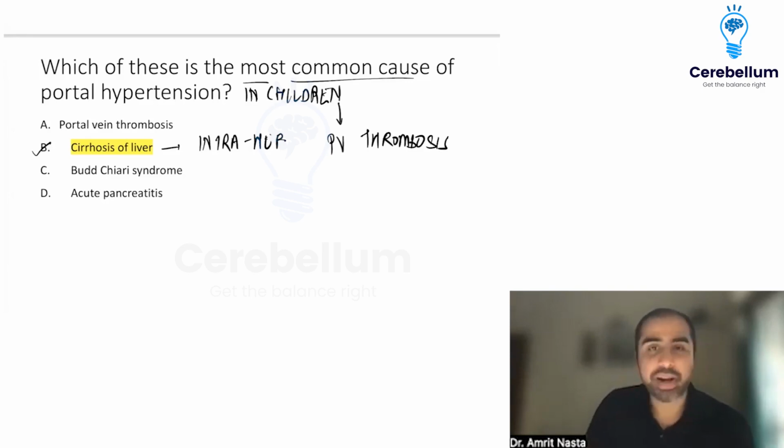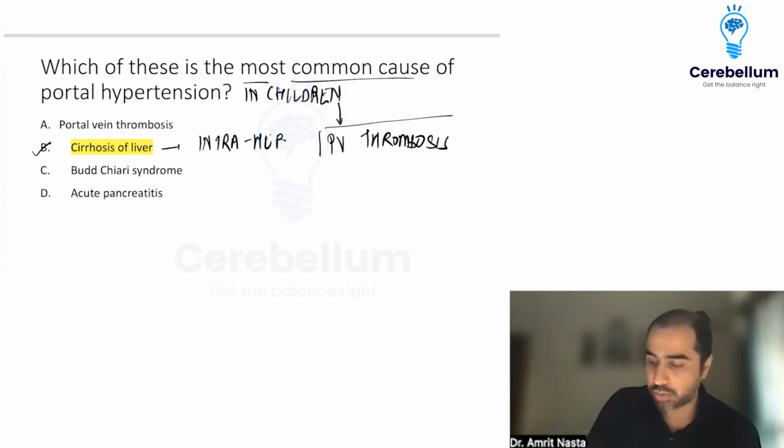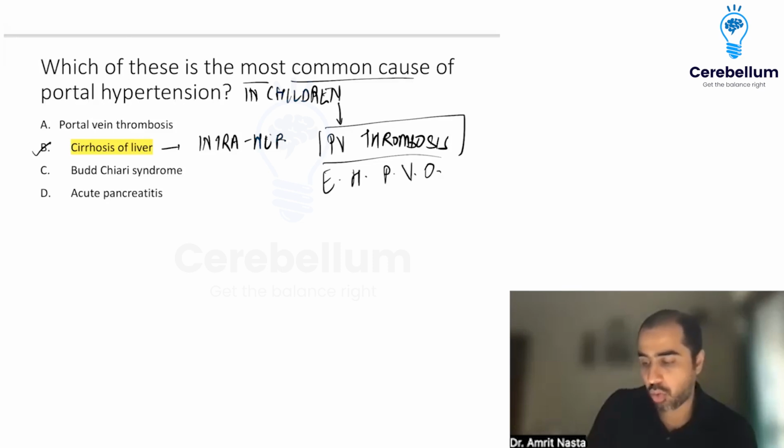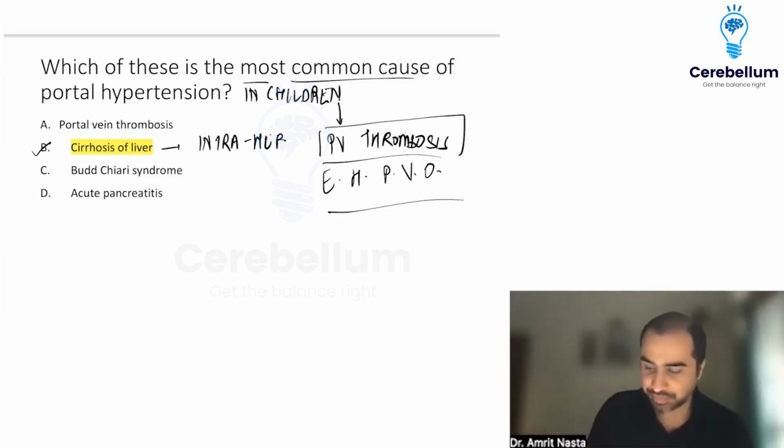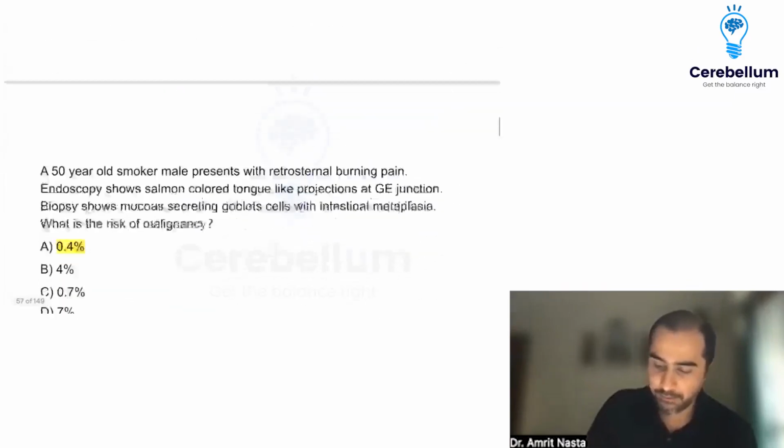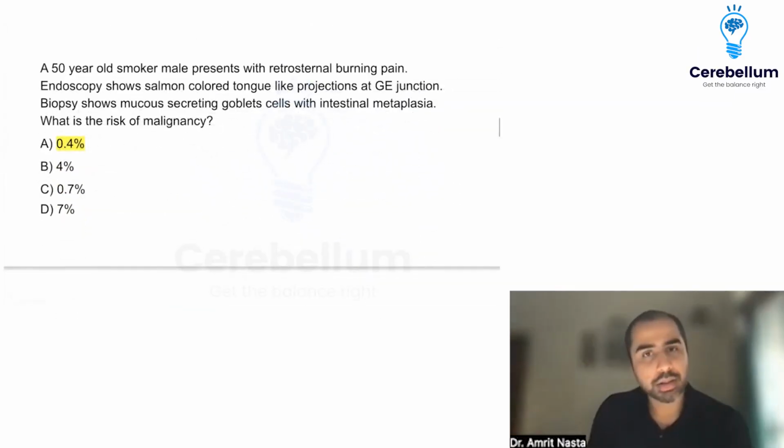Maybe in pediatrics, if Anand Sir teaches you portal vein thrombosis, it is also called as EHPVO. That is the other name for this disease. EHPVO, extrahepatic portal vein obstruction. This question was also there on my Telegram, same question, but important topic.